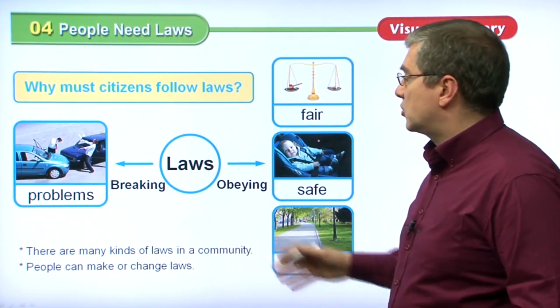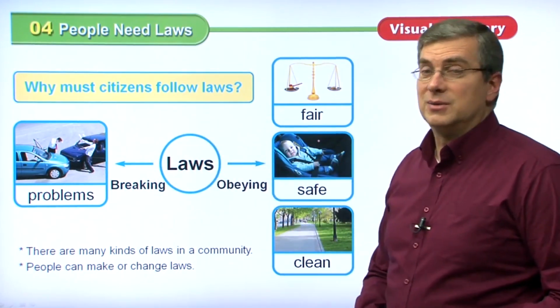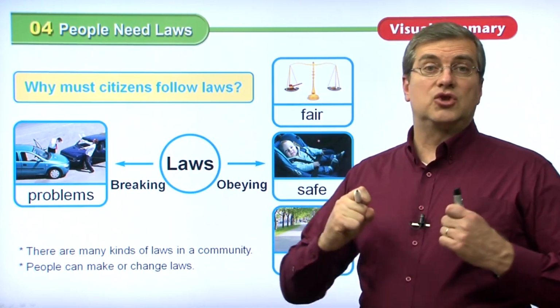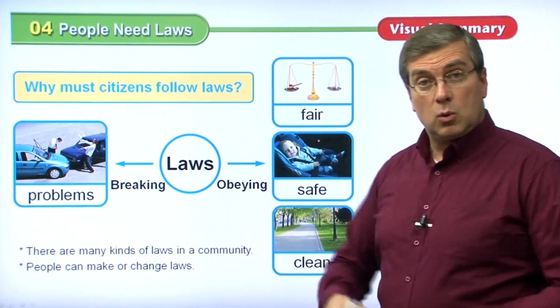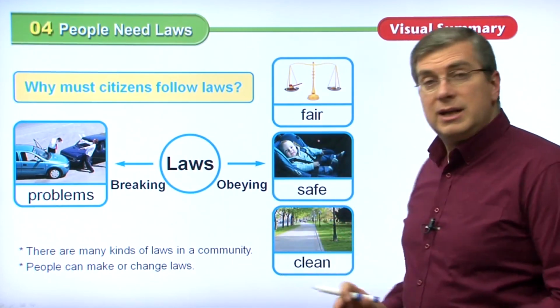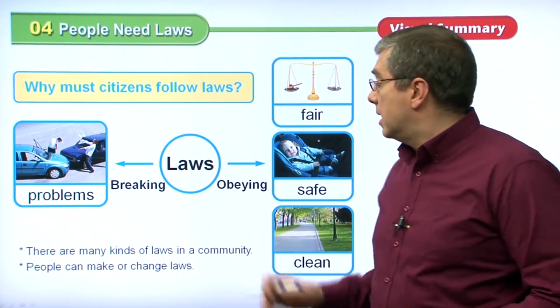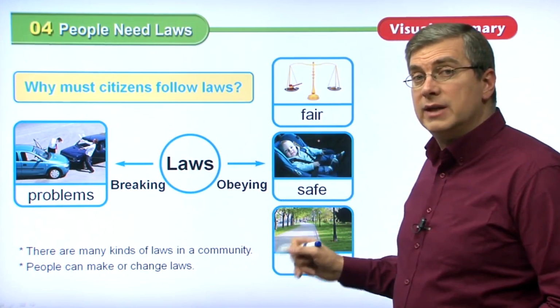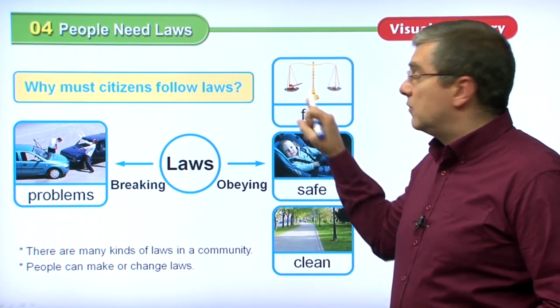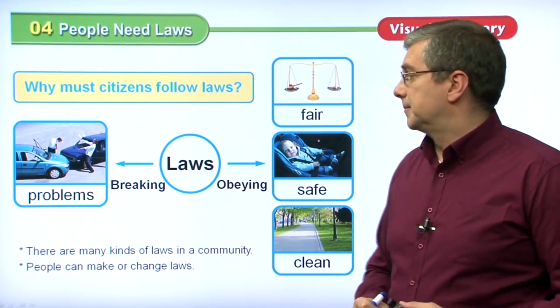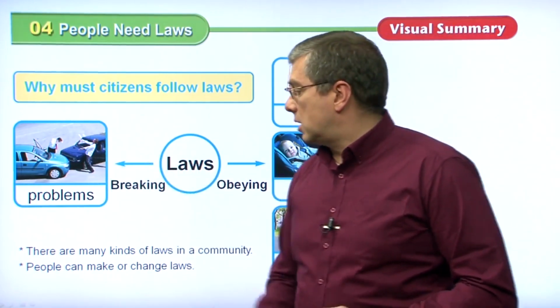If we look at these pictures, we can think about some laws, right? For example, it's a law to put your babies in a special child seat and buckle up, wear your seatbelt. It's a law not to throw trash on the ground. Those are laws. If you obey the laws, things are safe and clean. If you obey the laws, it's fair. Everybody is equal. But if you break the laws, then you cause problems.